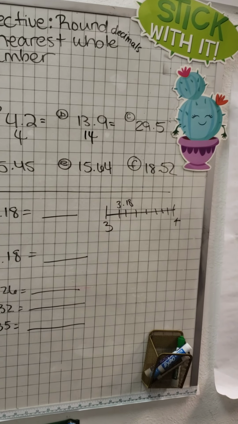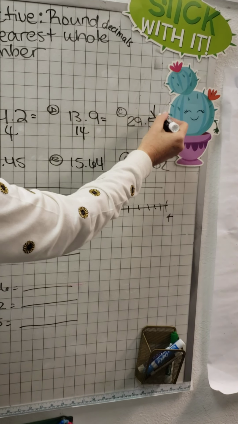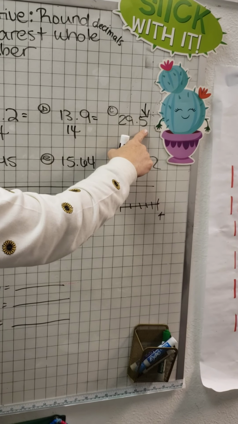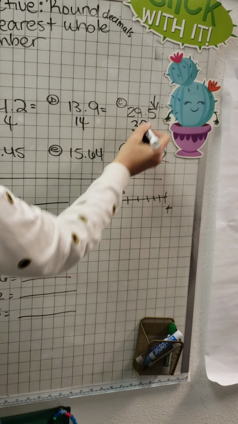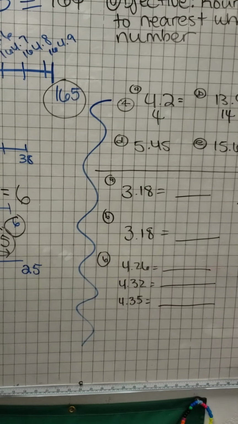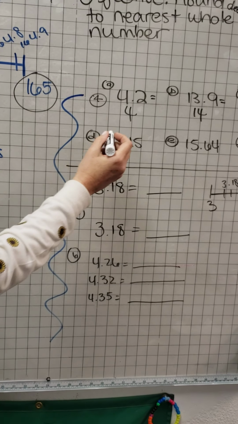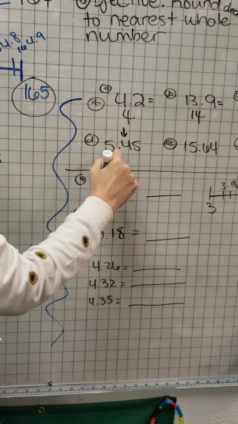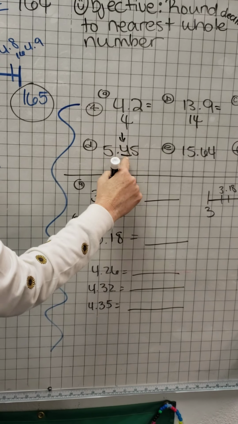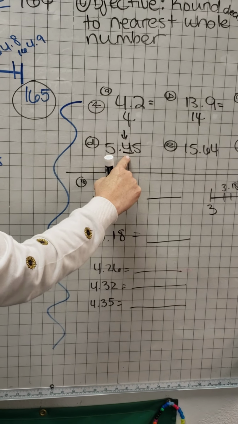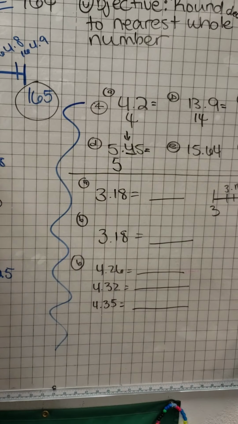Again, what is the nearest whole number? 29.5, let's look at that. 5 or more, let it soar. So 29 goes up 1, becomes 30. 5.45, again, we're rounding to the nearest whole number. So we're going to look here, and we always look to the digit right next to it. That's the determining digit. So we have a 4. 4 or less, let it rest. So 5 stays the same. It rests at 5.